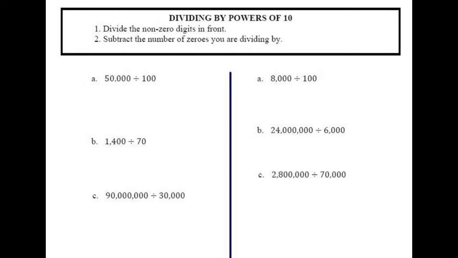So here we go. Okay, their rules say divide the non-zero digits in front and then subtract the number of zeros you're dividing by. Okay, I don't like that definition. It's kind of confusing. I like doing it my shortcut way. Okay, so here we go. I'm going to write it on top of each other so that you can see it better, and then I'll show you how to do it without. Okay, so 50,000 divided by 100. So I'm going to cancel 2 sets of zeros, and I end up with 500 divided by 1, which is just 500.